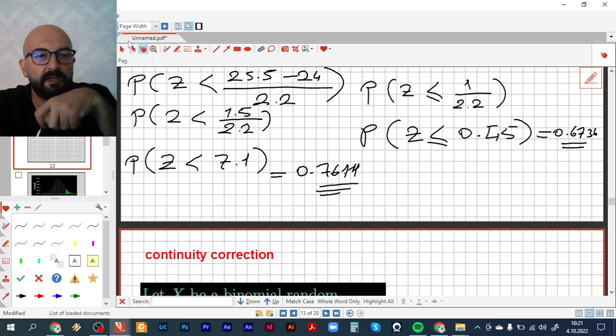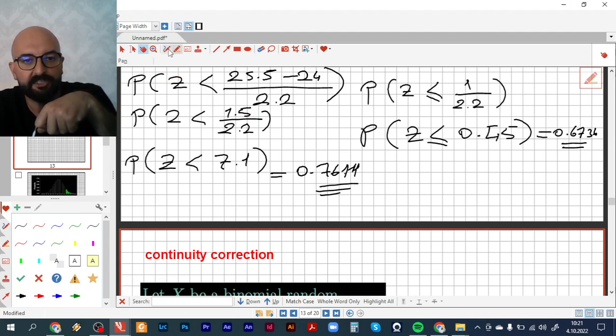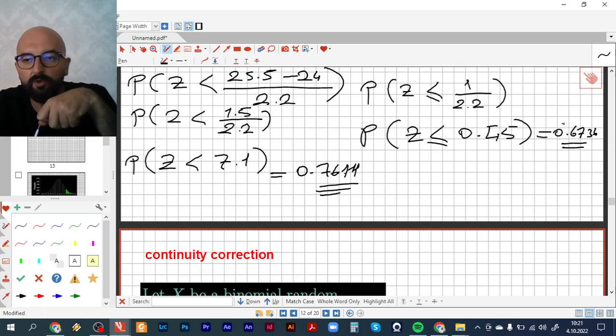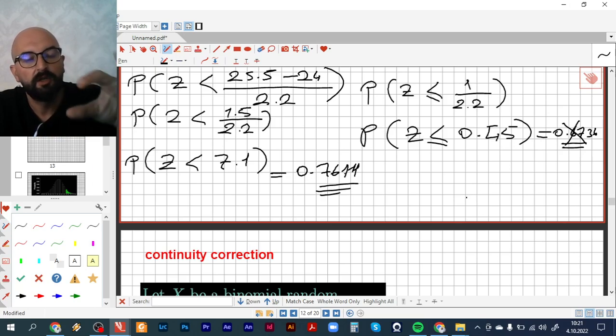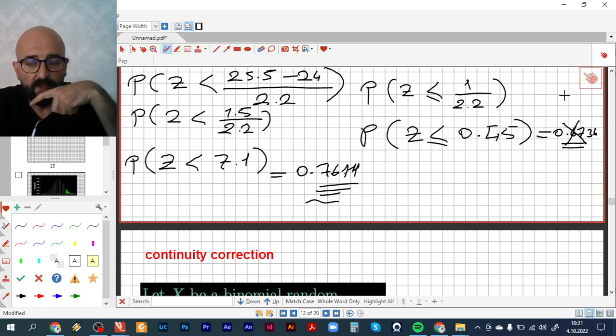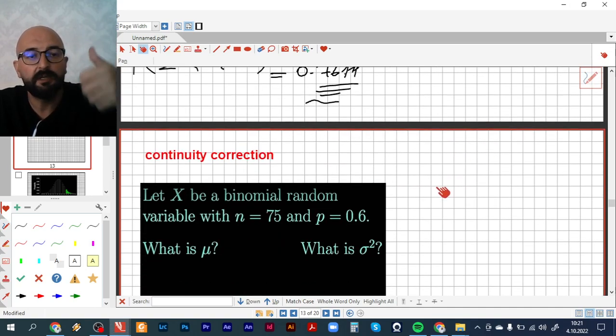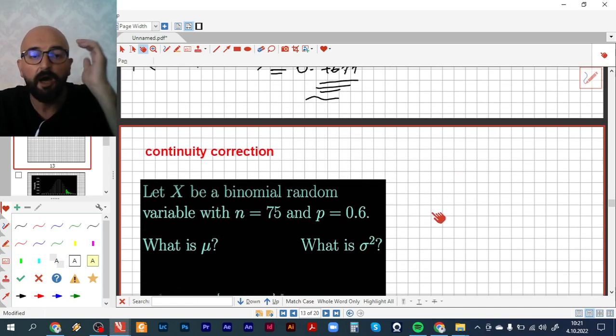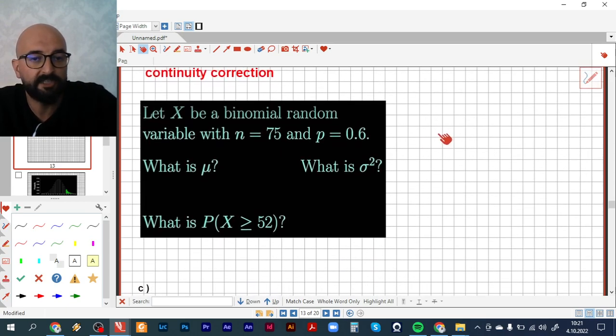So you have to apply the continuity correction. This value is very far from the true value, but this value is very close, and that is because of the continuity correction. Okay, now we will practice more about continuity correction.